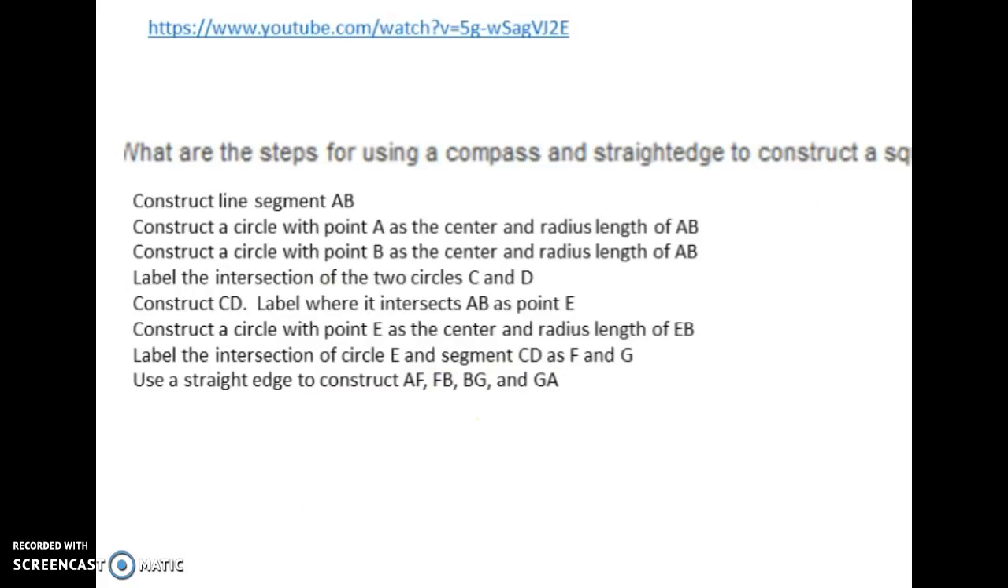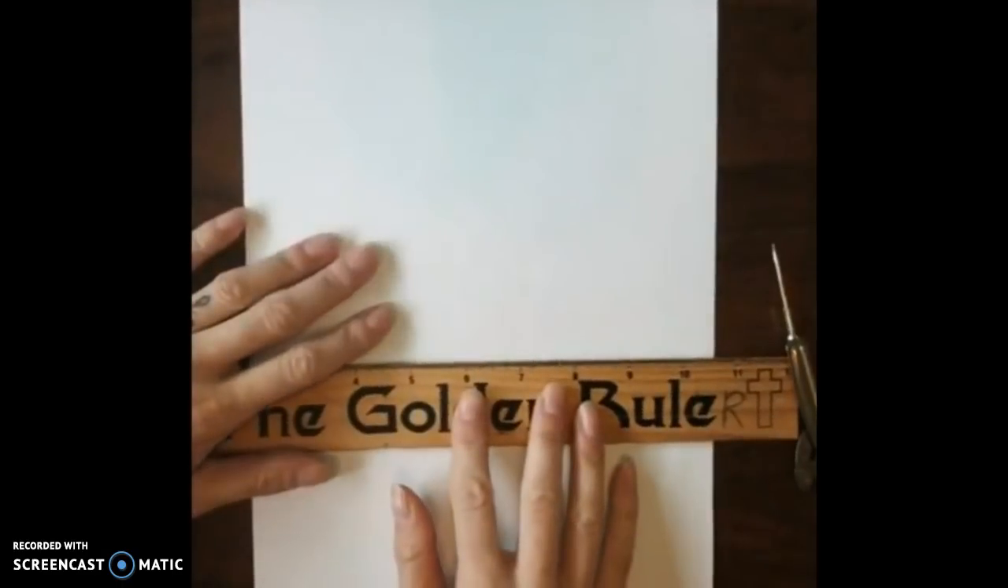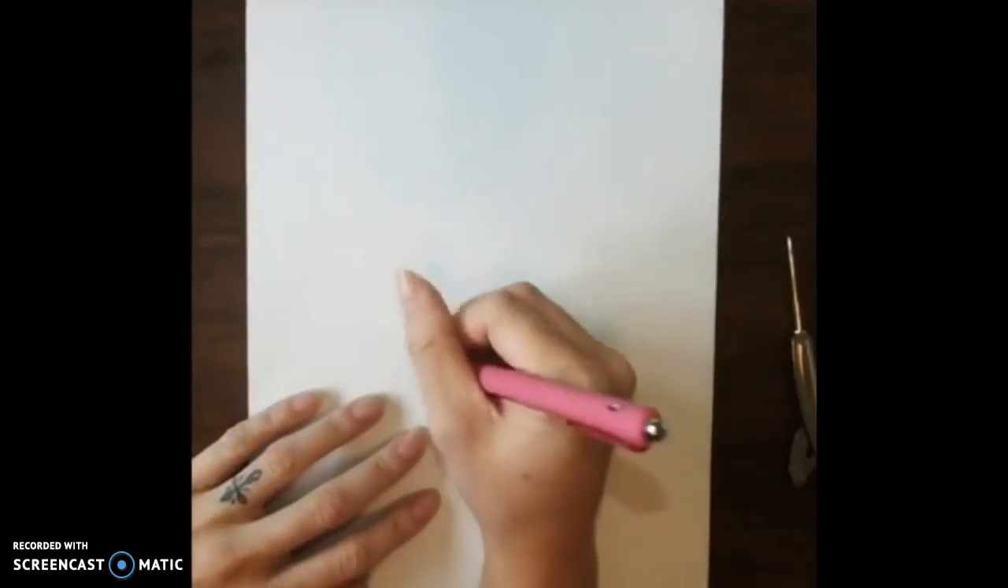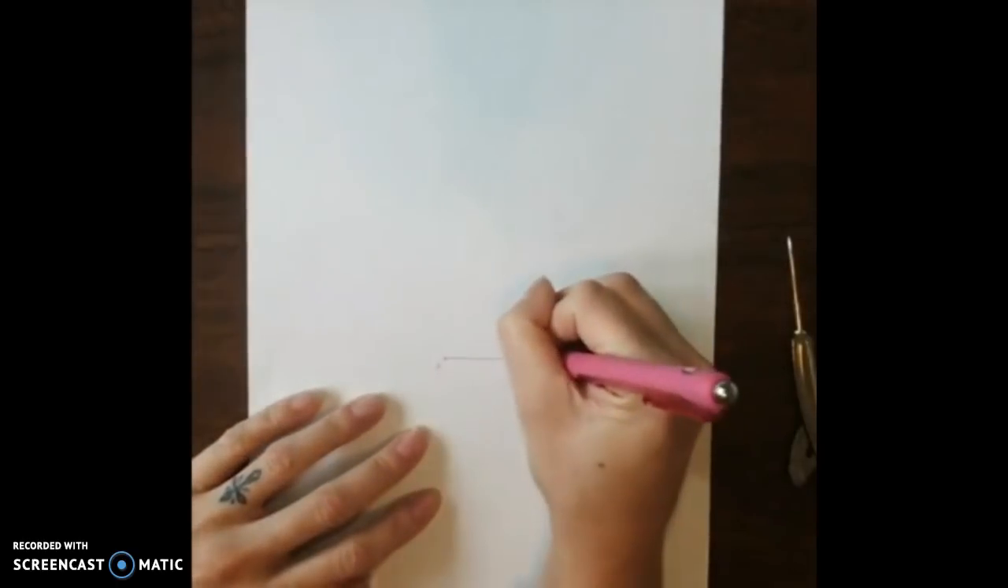All right, so on the next quiz question, it has an alternate method for constructing a square. So now we need to look at that method as well. I'm about to show you an alternate way to construct a square. If I want to construct a square using a different method, I would just start with a line segment. I'm going to go ahead and label that AB.